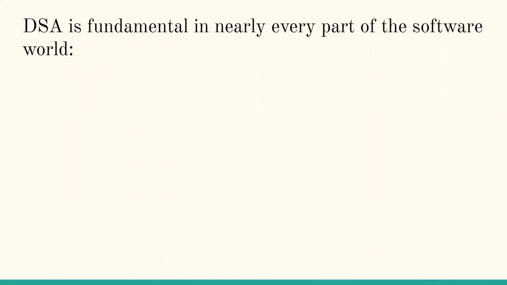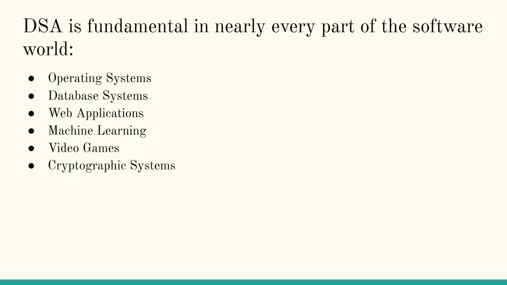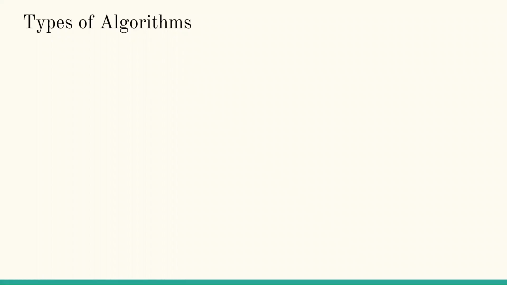DSA is fundamental in nearly every part of the software world. For example, operating systems, database systems, web applications, machine learning, video games, cryptographic systems, data analysis, and search engines. There are quite a few algorithms. Now we will learn the most common types, those which are designed to accomplish different tasks.